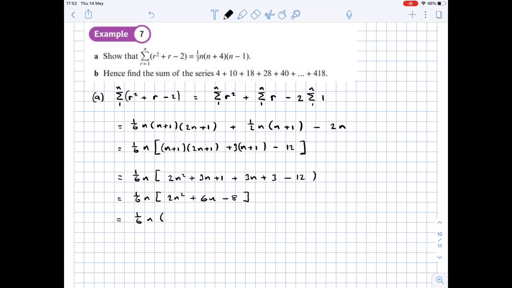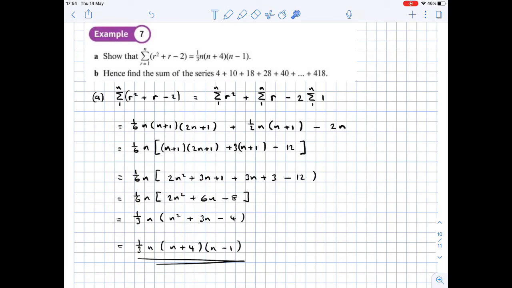And tidying this up further still, we can see that they're all even numbers inside. So a sixth can become a third. And finally, this will factorise, giving us inside n plus 4, n minus 1, which is what we were looking for.